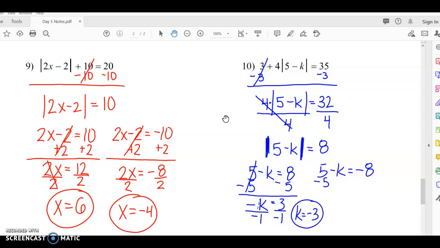Second part, to get rid of a positive 5, subtract 5. So again, I have negative k, now equal to negative 8 minus 5 is negative 13. And negative 13 divided by negative 1 is positive 13. So those are absolute value equations, the distance from 0. So you always have to solve for the positive and negative. You have to get the absolute value alone first before you break it into the positive and negative to solve.